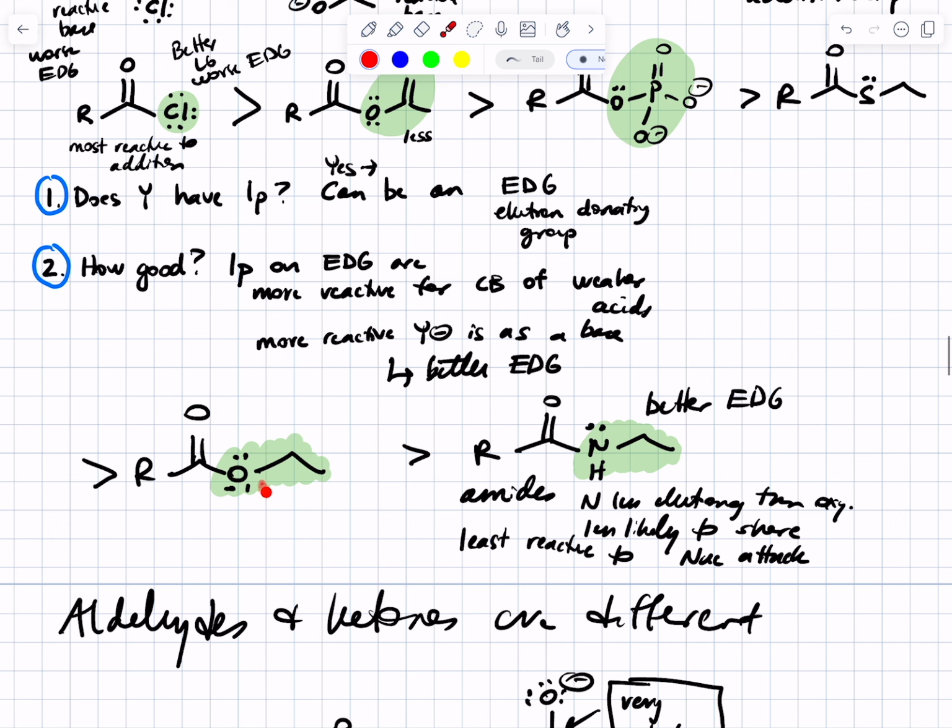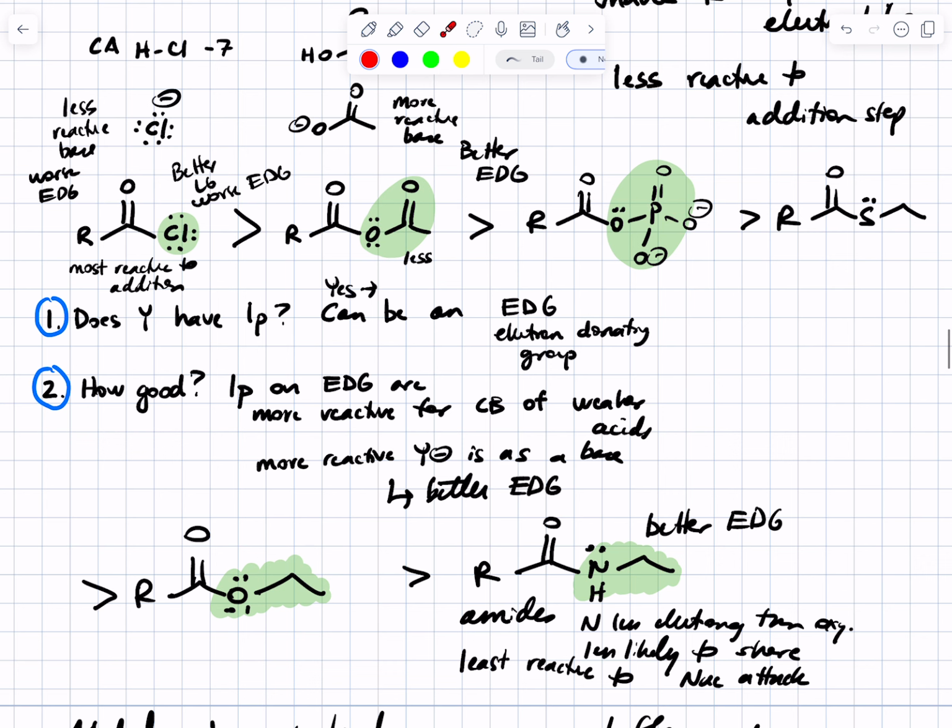We compared esters to amides, concluding that the amide, the nitrogen, is a better electron donor than the ester because nitrogen's less electronegative than oxygen. So you'd predict for nucleophilic attack basically the same order that we looked at previously for elimination.